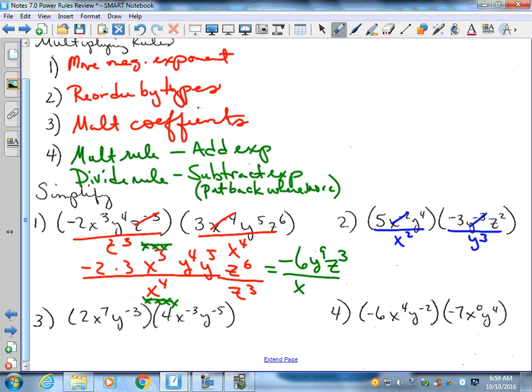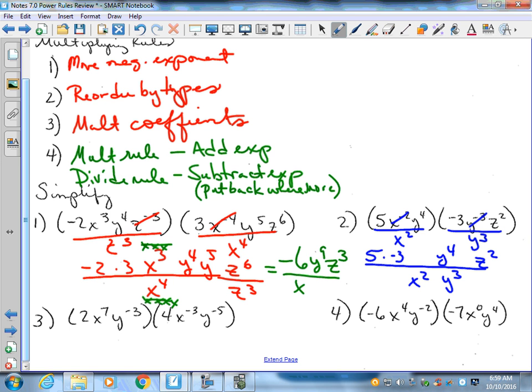So let's regroup our problem by type. 5 times negative 3. And your x's, there aren't any in that one over there, so there's just some x squared on the bottom of the first one. And y's, I have y to the 4th on top and y to the 3rd on the bottom from the 2 different ones. And z's, there's only one z term and it's on top.